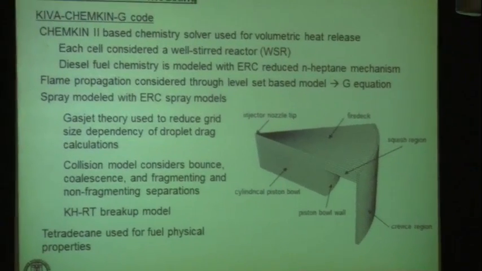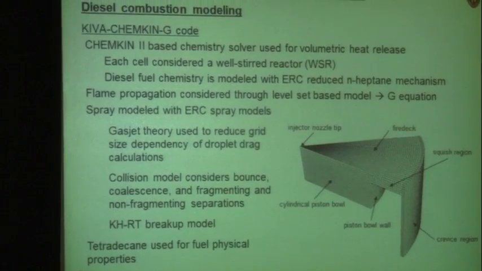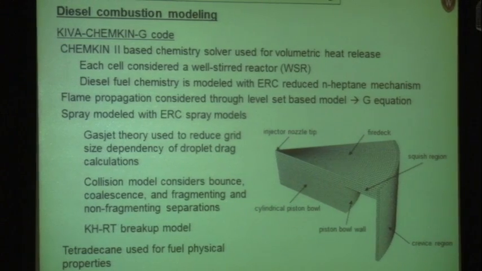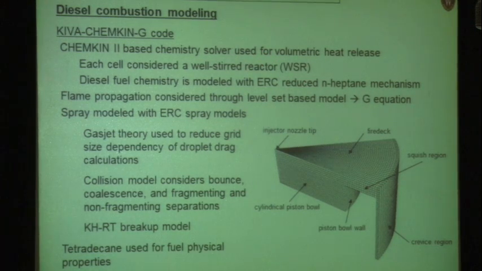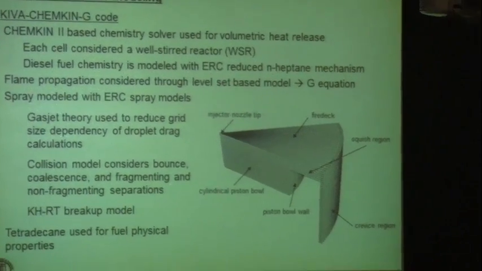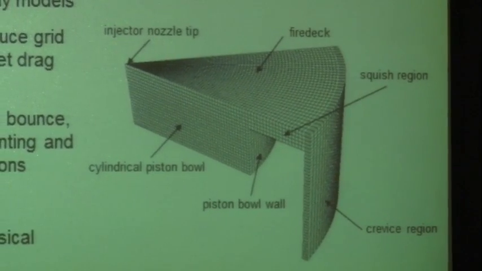So in order to see if the models could capture some of these trends, we did some simulation work using the Kiva code that I've been describing to you. That was also implemented with the chemistry solvers, in this case using Chemkin. The diesel fuel chemistry was modeled with our reduced N-heptane mechanism to represent a surrogate for diesel.